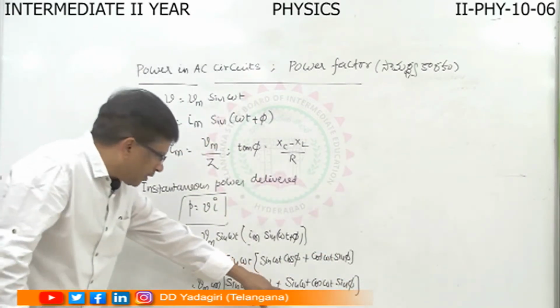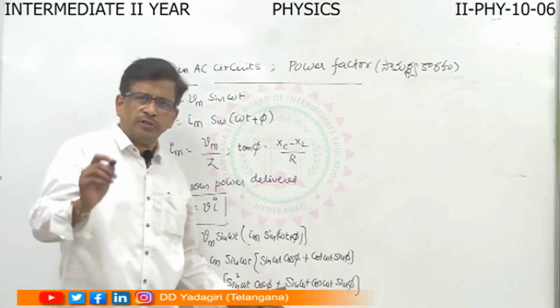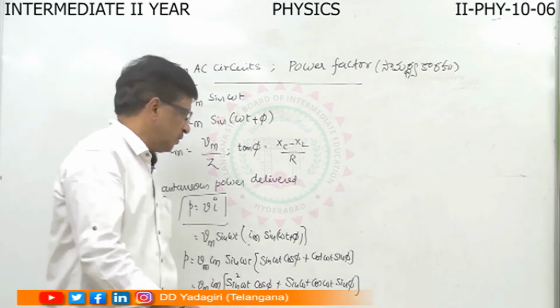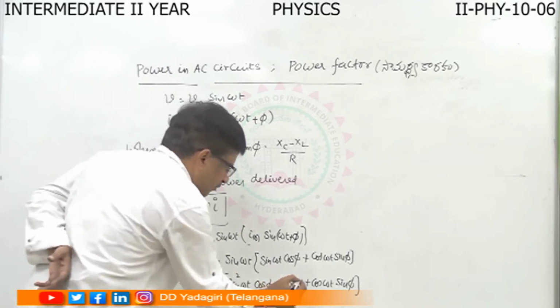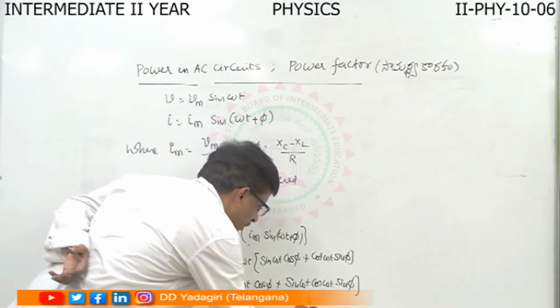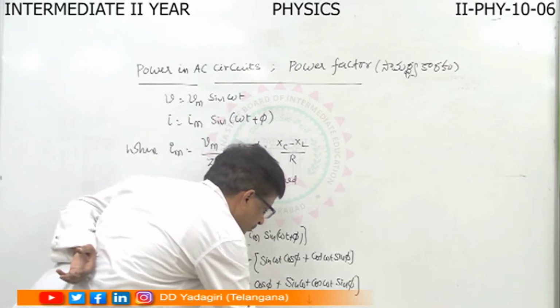But this part we can write. There is a relation: sin 2θ is 2 sin θ cos θ. So I can write this equation as 2 sin(ωt/2)... I can write this part like this.